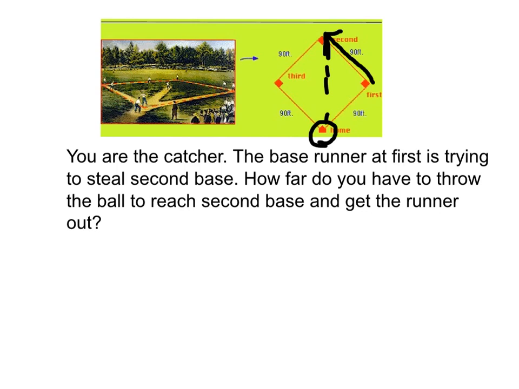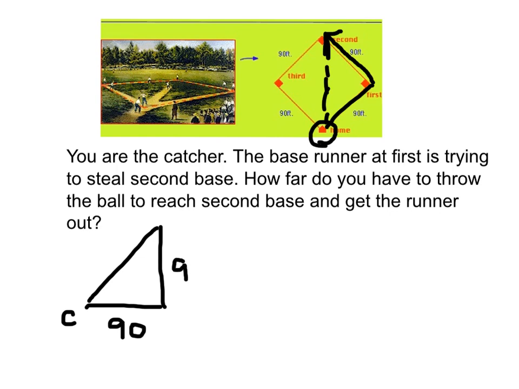Well, that distance would represent the hypotenuse of a right triangle, because the distance from home to first base would be one leg, and the distance from first to second base would be the other leg. All right, so the picture would look something like this. Here's the catcher over here, right? The distance to first base is 90 feet. The distance from first to second is 90 feet. So the question is, how far would the catcher have to throw the ball to get the runner out? And so that distance is the hypotenuse of a right triangle.